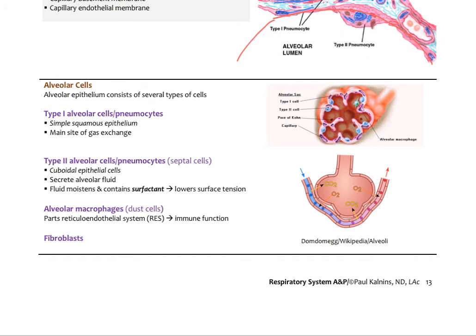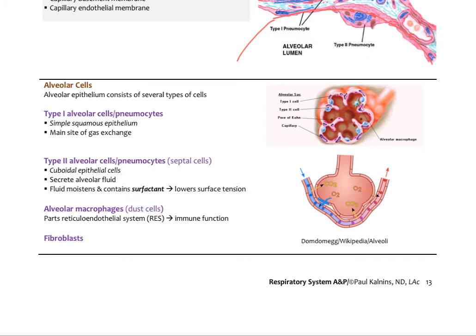In terms of the cells forming the wall of the alveolus, there's several different types. So the most common is what's called a type 1 alveolar cell, or a pneumocyte. And this is simple squamous epithelium, and it's the main cell involved in gas exchange. So again, if we look at the lung over here, here's an alveolus. Here, showing type 1 pneumocyte. Here's the capillary. And so gas exchange happens across those membranes.